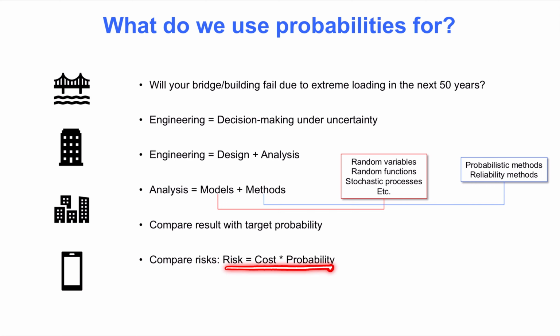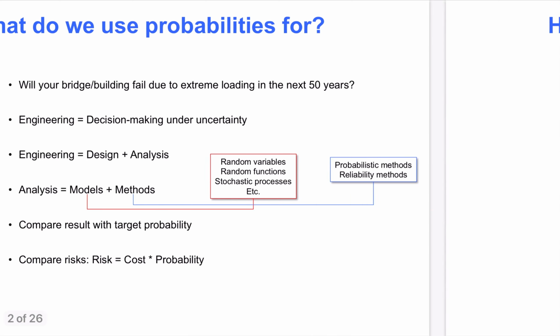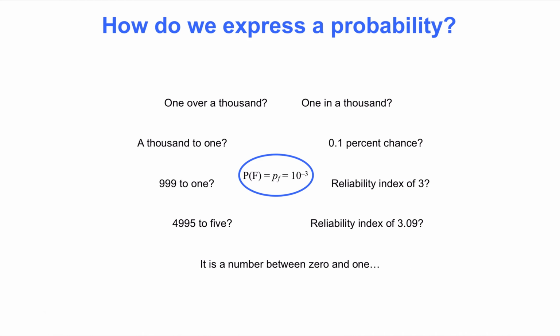Another decision may be associated with a high cost of failure, but have a comparable risk to the previous case because the probability of failure is small. In summary, engineers use probabilities to compare with target values, or to multiply it with the cost of failure in order to compare the risk of different design decisions. In short, probabilities are used to make decisions under uncertainty. How do we express a probability? This slide evolves around a failure probability, P of f, or simply Pf, with value 10 to the power minus 3. What are valid ways in which to express that probability?